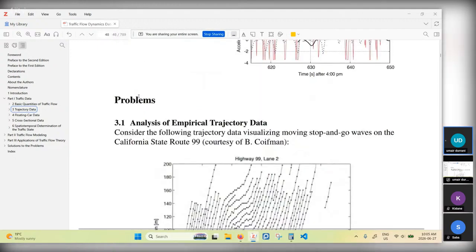Hmm. Something's wrong with the page number.